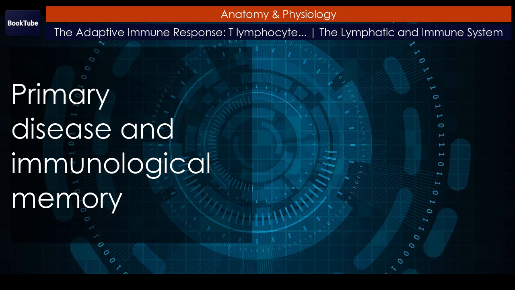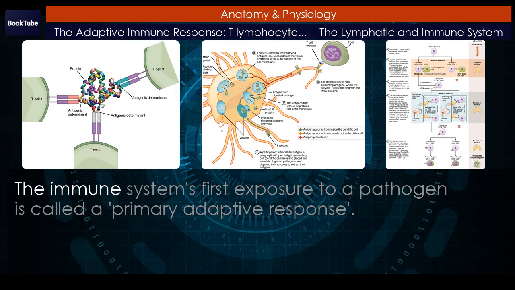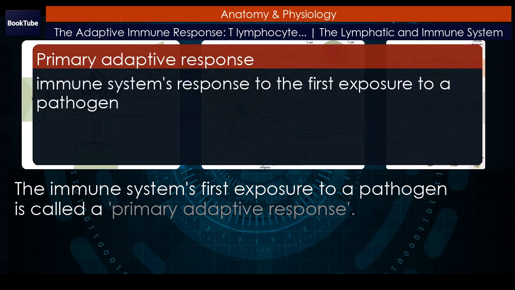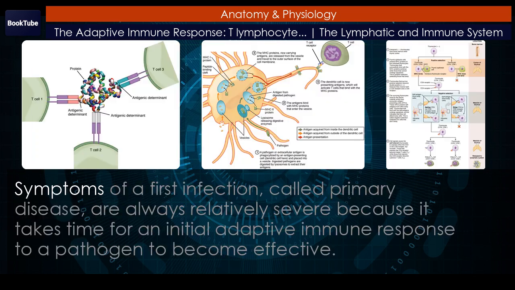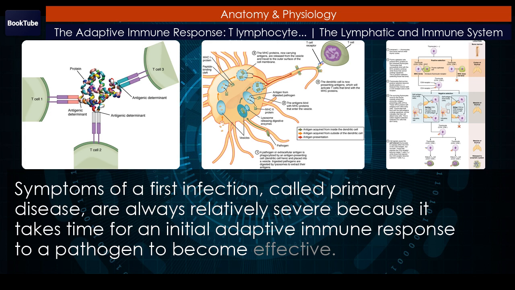Primary disease and immunological memory. The immune system's first exposure to a pathogen is called a primary adaptive response. Symptoms of a first infection, called primary disease, are always relatively severe because it takes time for an initial adaptive immune response to a pathogen to become effective.